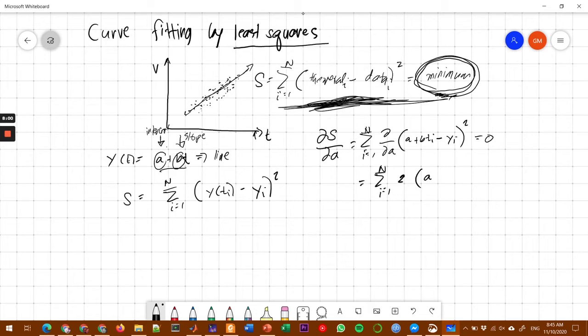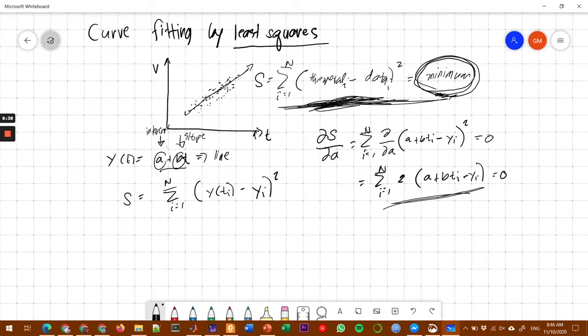A plus b t_i minus y_i, and that is equal to 0. And if you really want to check if it is a minimum, you take the second derivative of this, you derive it again. If you take the derivative of this one with respect to A, you will notice that our result is actually 2. Okay? And 2 is greater than 0.